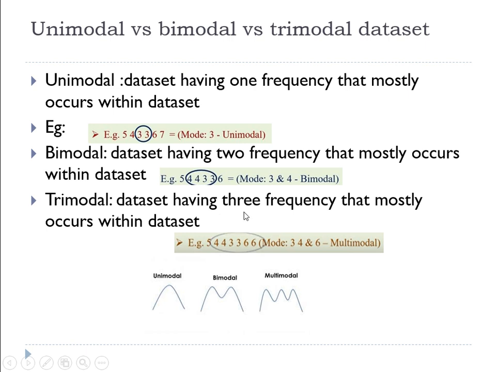Trimodal is a data set having three values that occur most frequently. For example, here 4 is repeated 2 times, 3 is repeated 2 times, 6 is repeated 2 times. Therefore the mode is 3, 4, 6, so this is trimodal or multimodal. The graphical representation is like this. Unimodal you will have just one peak. In bimodal we will have two peaks which are the same. In trimodal you have three peaks which are the same. It is also called multimodal because multimodal is nothing but a data set having three or more modes.